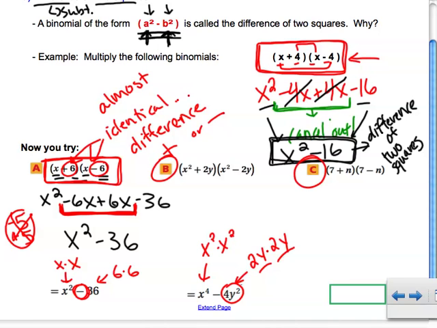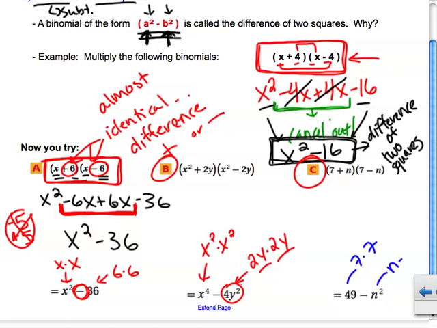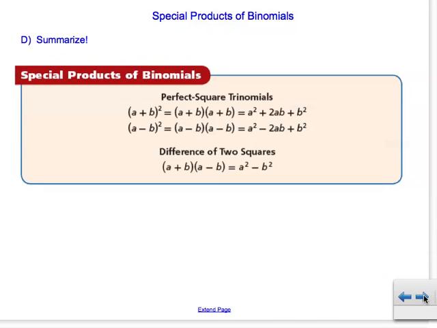And the third one is 49 minus n squared. This is the difference of two squares because 49 comes from 7 times 7, and n squared comes from n times n. So that is our second little special case when we start talking about polynomials. And like I promised you, I have a nice, clear little box here that you guys can write nice and big, outline it, make it stand out as far as the summarization of our notes today.